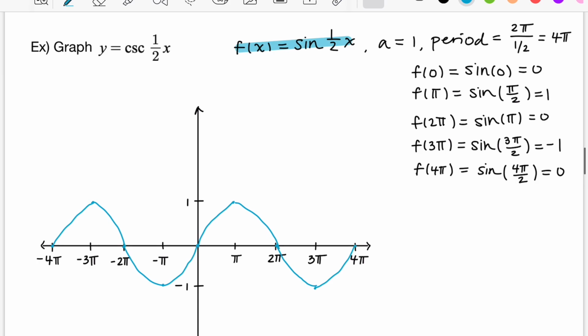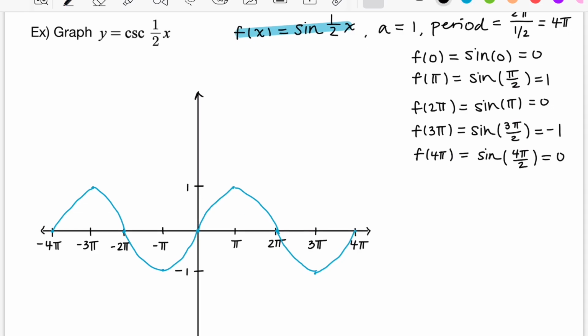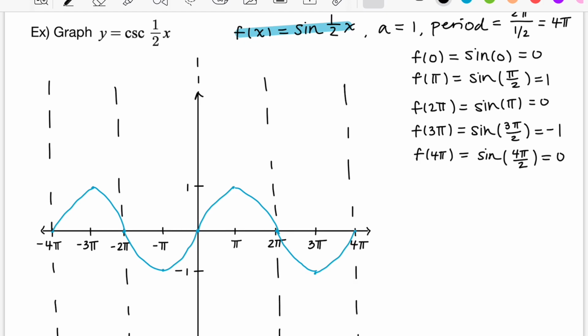Alright. Now our next step is going to be to draw the asymptotes for our cosecant function. These, remember, occur at the x-intercepts. So we'll have one here at minus 4 pi, minus 2 pi. We'll have one on our y-axis here at 2 pi, and then the last one is at 4 pi.